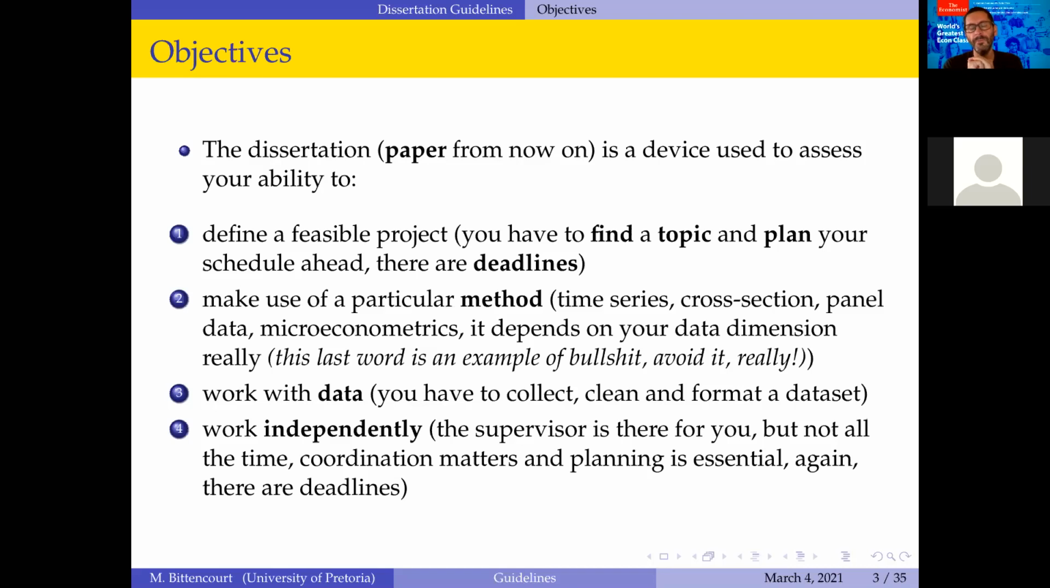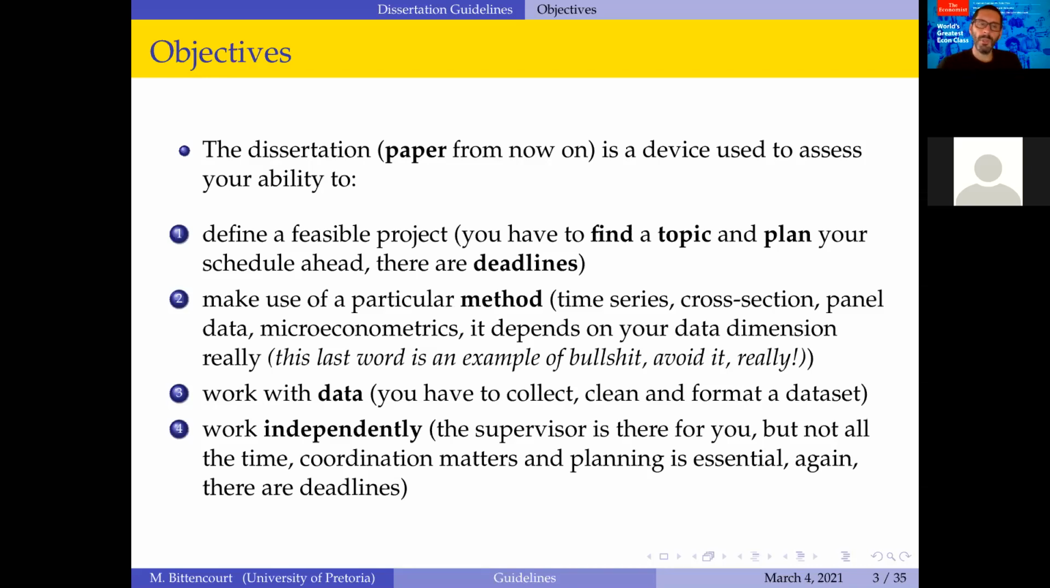So first of all, folks, you have to define a feasible project. Meaning you have to find, and I put things in bold for a reason, a topic which you fancy. You have to find a topic in economics and plan your schedule ahead. We have deadlines, especially now. We have serious deadlines. We all want you to graduate on time. You want to graduate on time, and we also want you to graduate on time. So deadlines are there for a reason. For instance, I will not be bending deadlines, as we say in this country.